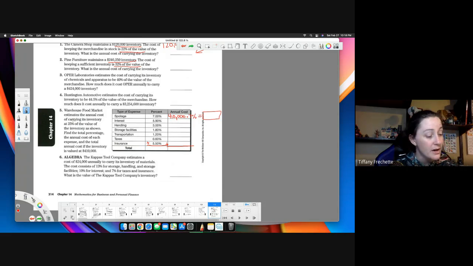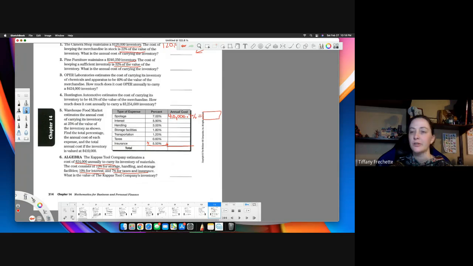What is the value of the Compost Tool Company's inventory? Sorry, little interruptions. All right, so we have a 24% annual carrying cost. So we already know how much it costs us annually to carry this inventory. And then we have these individual amounts here. I forgot to underline that one. So this one has its storage, handling, and storage facilities, but it's 13% total for that.